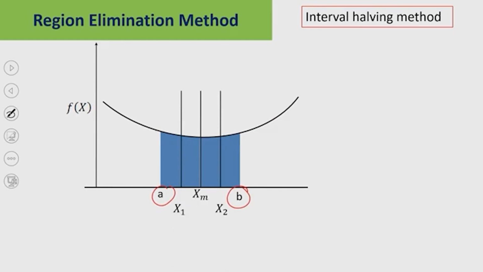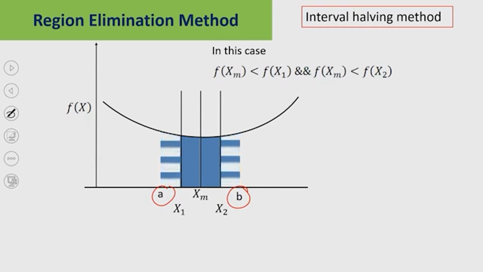Again you will divide it into 4 equal divisions, and suppose in this case also f of x m is less than f of x 1 and f of x m is also less than f of x 2. Therefore, this area will be eliminated. So now this will be A and this will be B, and I can take another 2 points. This is your x 1 and this is x 2, and I can eliminate some of the region.